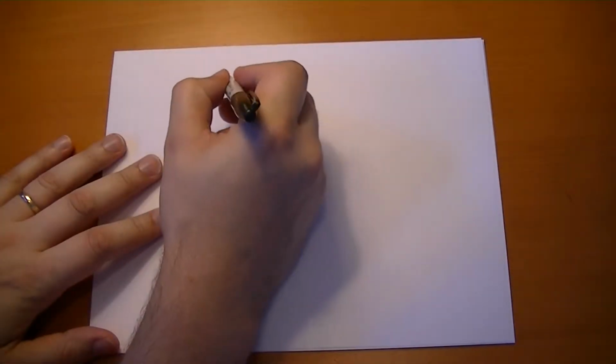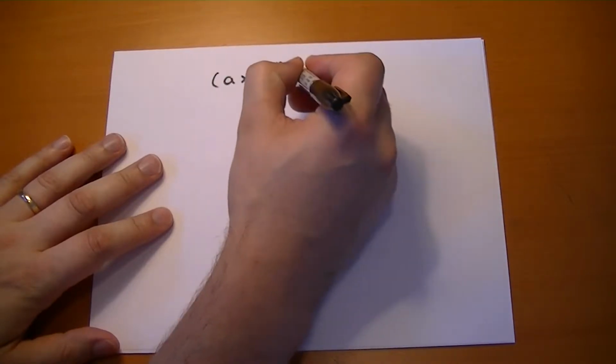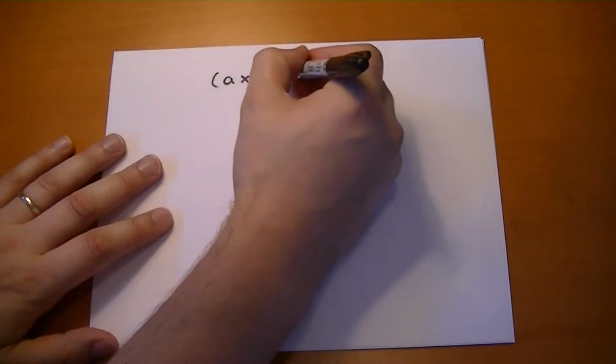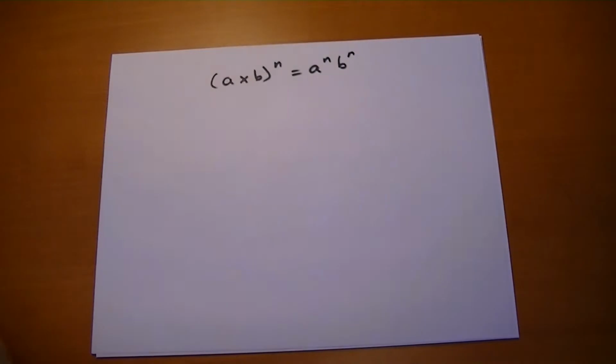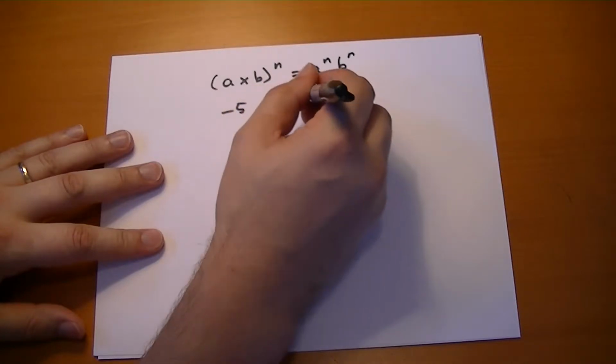So if you look back at the rules, we had rules for what happens with different bases. So the rule works like this. You have A times B to the N, right? Yes. That's the same as A to the N times B to the N, right? Yes. So with a negative number, like let's take negative 5, isn't that equal to negative 1 times 5?